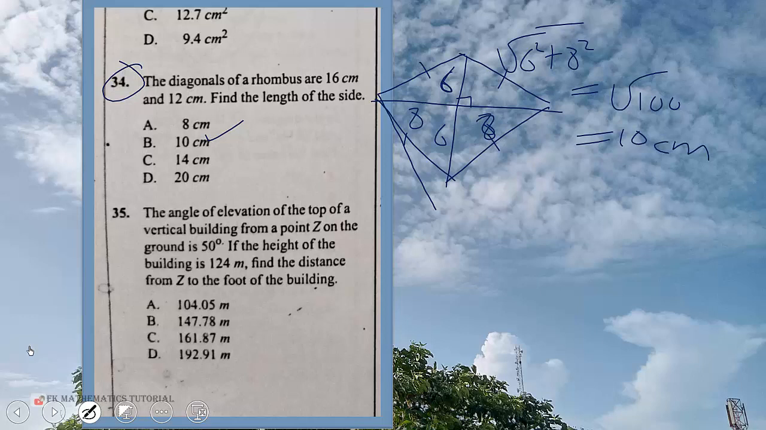The angle of elevation of the top of a vertical building from a point Z on the ground is 50 degrees. So let Z be here and the top of the vertical building will be here. The angle of elevation is 50 degrees. If the height of the building is 124, find the distance from Z to the foot of the building.